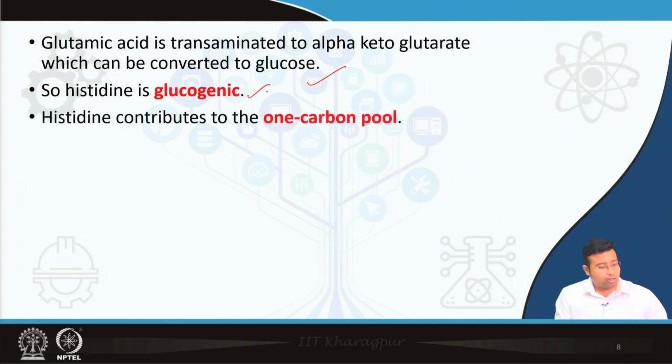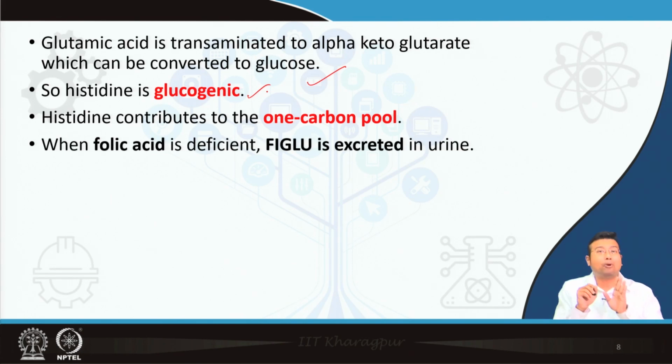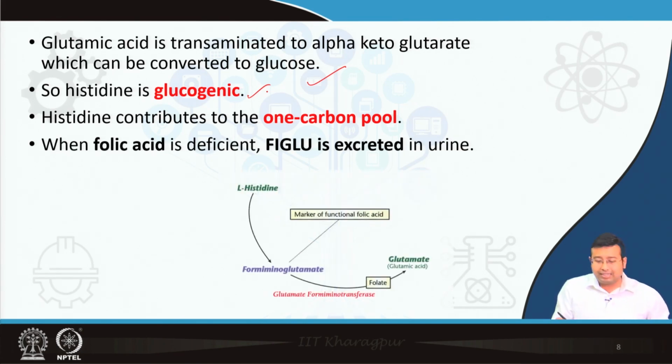As I discussed, histidine also contributes to the 1-carbon pool by formation of formimino tetrahydrofolate, but one important thing to remember is that because of this reaction, histidine is converted to glutamate and the intermediate is formimino-glutamate, and conversion of formimino-glutamate to glutamate needs folic acid. So, whenever there is a deficiency of folic acid, FIGLU will accumulate and it will be excreted in urine. So, actually FIGLU excretion is a marker of folic acid deficiency, a very important applied question for you.